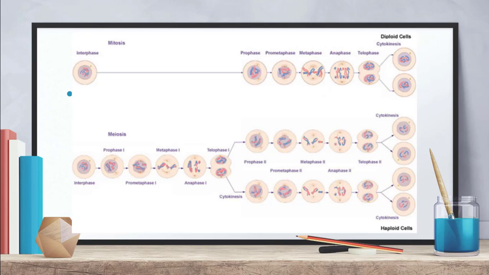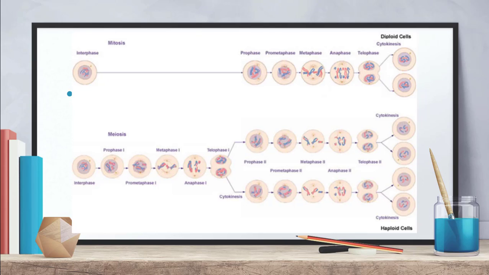So again, you take a look at the entire phases compared side by side here. You have mitosis at the top, where we start with interphase, where DNA replicates, prophase, metaphase, anaphase, telophase, and cytokinesis, where we end up with 2 cells that are genetically identical, that have the same number of chromosomes as when we started. In meiosis, we have essentially 2 mitosis processes.